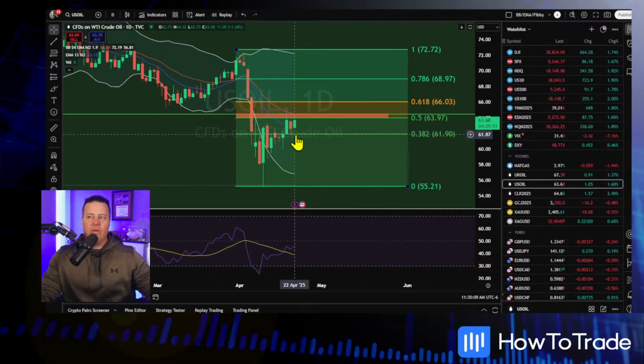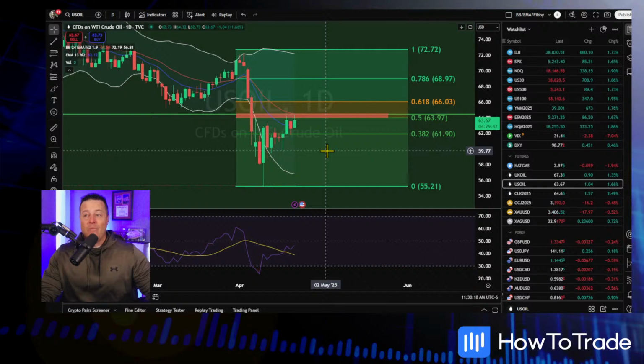This was really a brilliant trade. There's no two ways about it. The high was about 64.32. So if you were selling 64 and a quarters, you probably did very well on this. Right now, what do I think? Am I bullish or bearish? WTI crude. It's really hard to say.